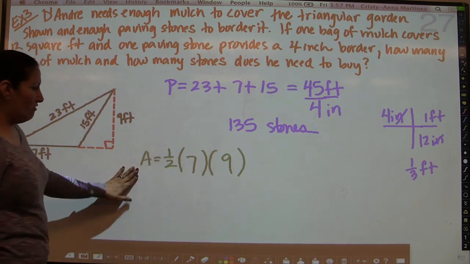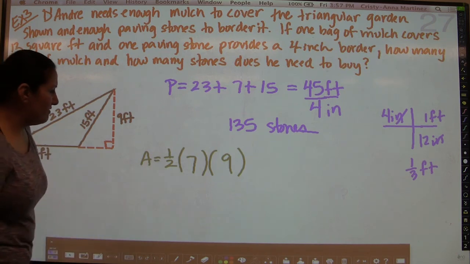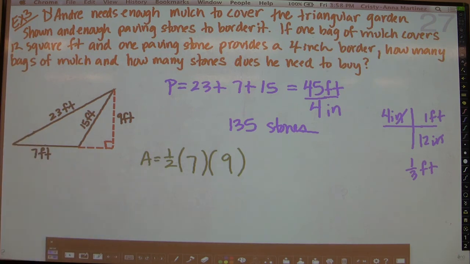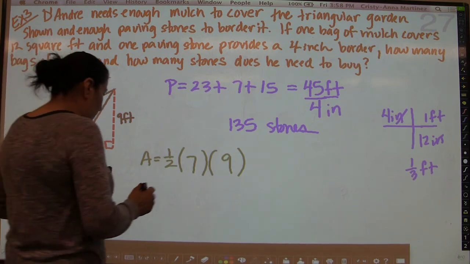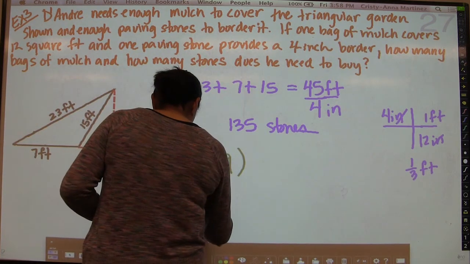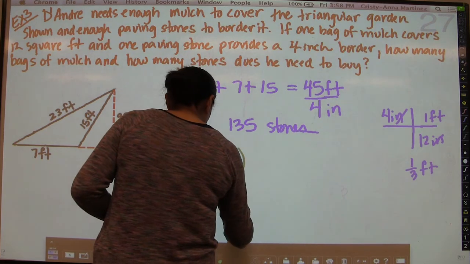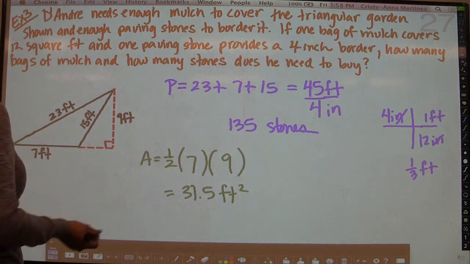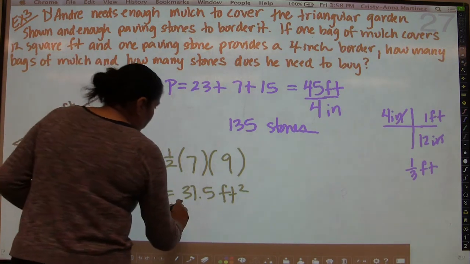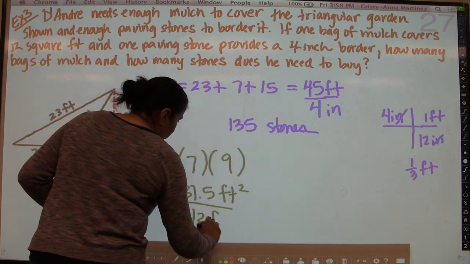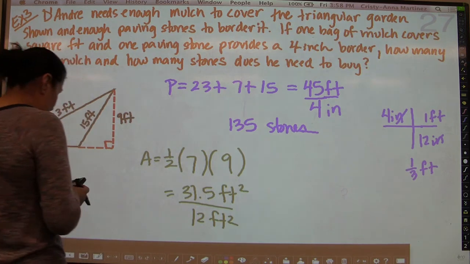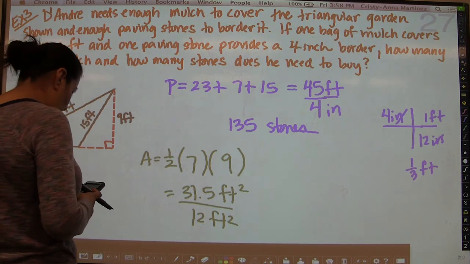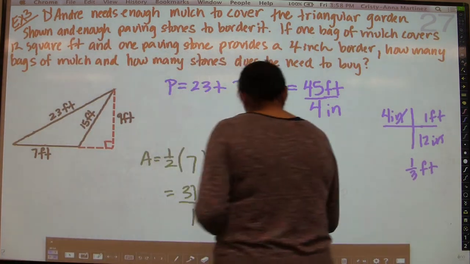So anywho, for my area, I'm going to get 1/2 times 7 times 9. And 9 times 7 is 63. And 63 divided by 2 is going to be 31.5. So our area is 31.5 square feet. And we know that 1 bag of mulch covers 12 square feet. So we're going to divide that by 12 square feet. And 31.5 divided by 12 square feet is 2.625.